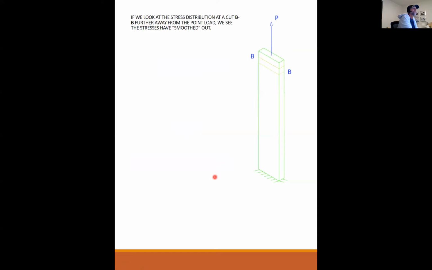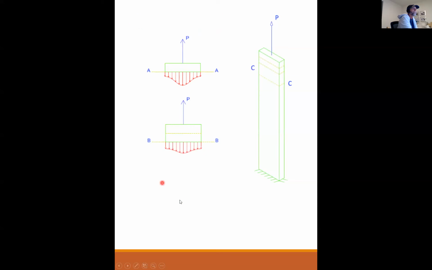If we look at a stress distribution at a cut BB further away from the point load, we will see that the stresses have somewhat smoothed out. So now I'm twice as far from the point load at BB. This was at AA, here's at BB. So it's not quite as lumpy, it's smoothed out somewhat. If we continue away from the point load at a cut CC down here, we see that the stresses have averaged out to equal sigma equals P over A, like so.